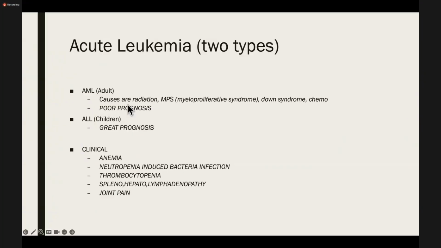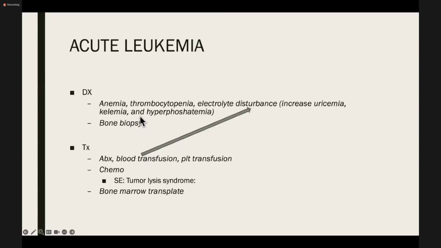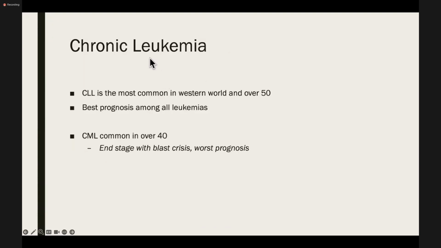Okay, myeloperoxidase. ALL, remember ALL in children less than 10. They have great prognosis. Great. Okay. All right. What is this? Acute leukemia. Don't worry about that.